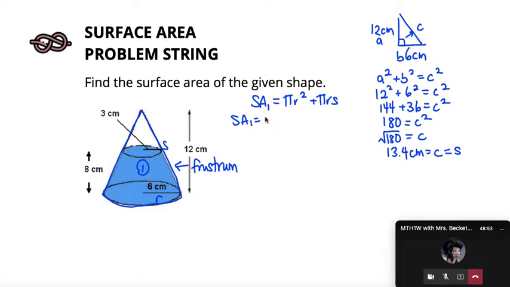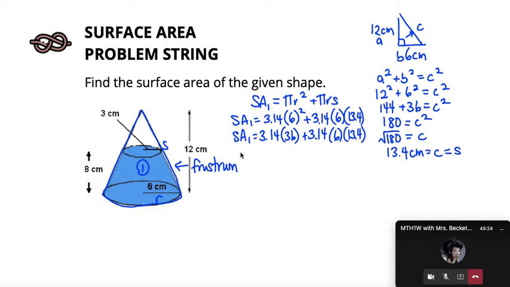So the surface area, I'm going to use 3.14 as pi, but you can also use your pi button on your calculator. And I'm going to plug in 6 for my radius and my slant height of 13.4. 6 squared is 36. And now we're going to multiply our values together. 3.14 times 36 gives me approximately 113. 3.14 times 6 times 13.4 is approximately 252.5. Add those together, you get an answer of 365.5, and my units are centimeters squared.